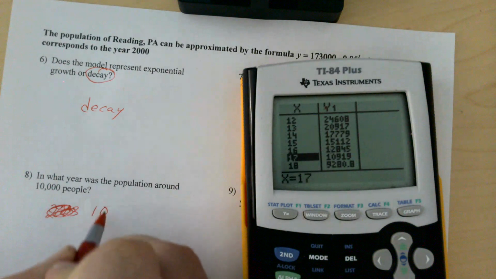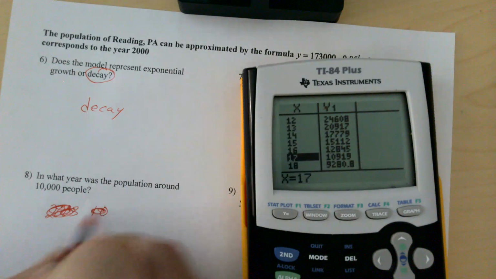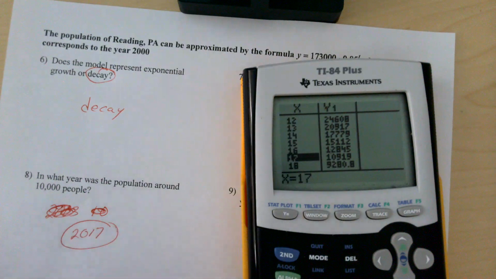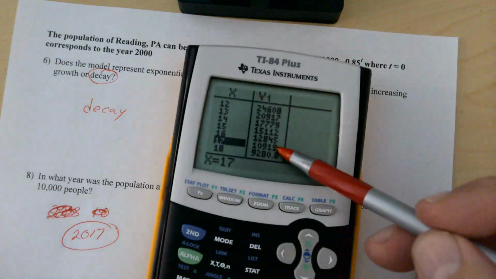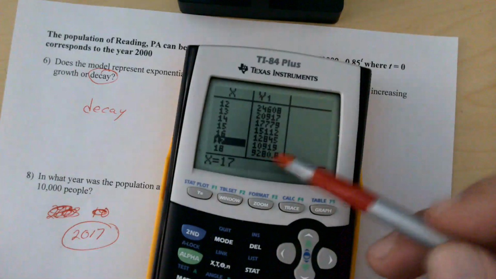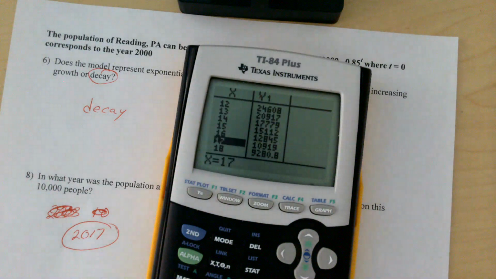So it's going to be 2017. Okay, and then that's all. You just need to be close. Now, if you say 2018, I would prefer 2017 because again, it's going to be somewhere in between there. Between 17 and 18 is when it's going to hit exactly 10,000 people.